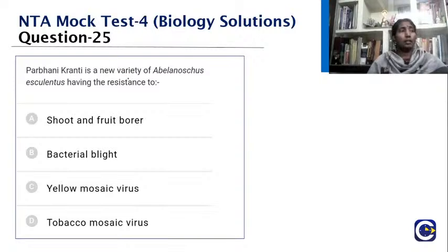Pusa Bhindi is a new variety of Abelmoschus esculentus having resistance to shoot and fruit borer, bacterial blight, yellow mosaic virus, and tobacco mosaic virus.